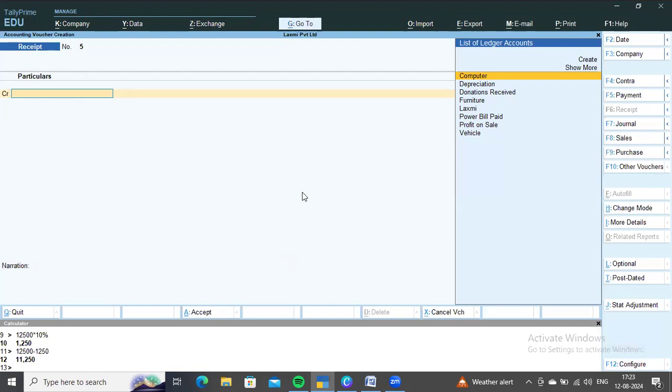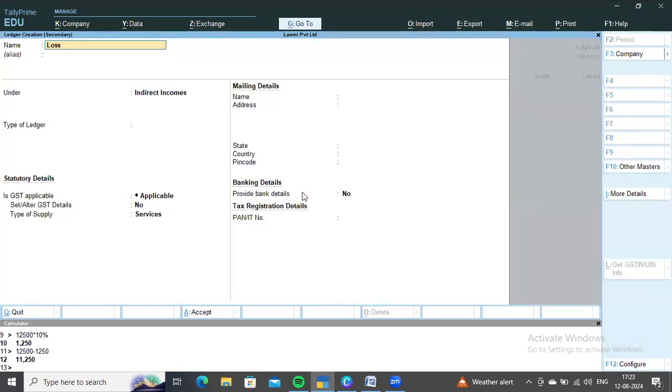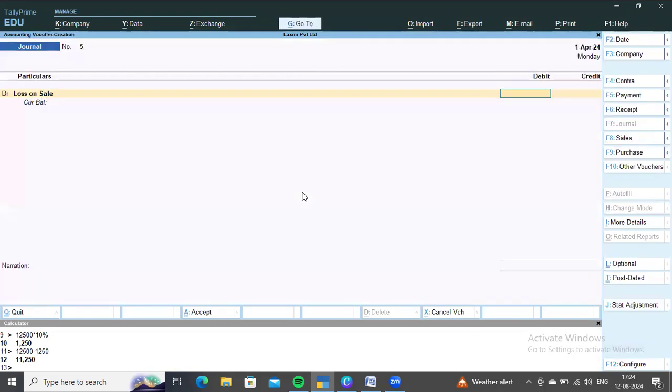For this transaction, we need to give another transaction also. It's nothing but you sold this furniture for loss, right? You need to enter another transaction also. Go to F7 journal and create a ledger, loss on sale. It comes under indirect expenses. Loss is nothing but expenses, right? That we are selling for loss. Then press Ctrl A.